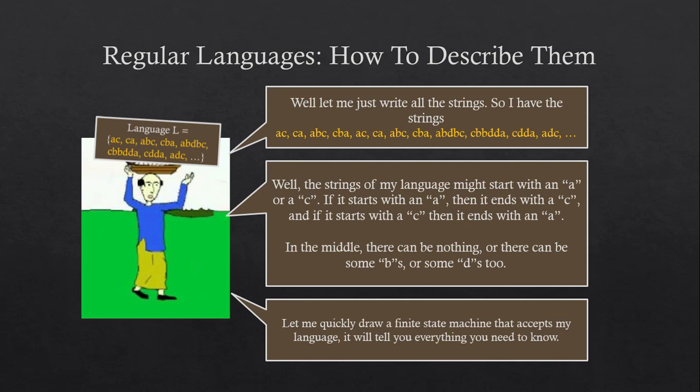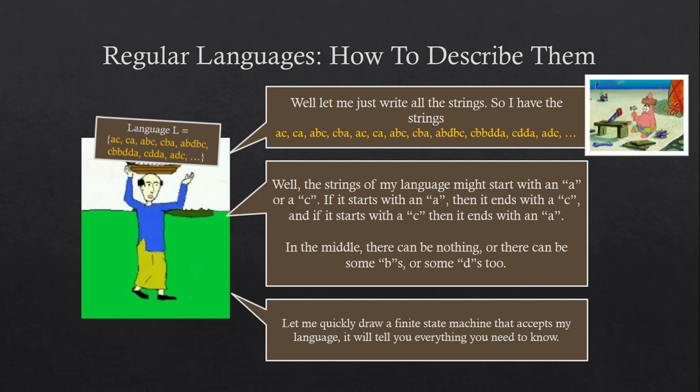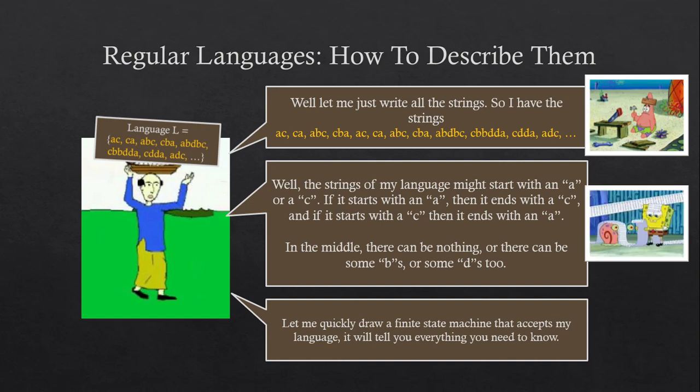Now obviously, the first approach is the dumbest way you can go about it. Most languages are not even finite, so if you start writing the strings, you will be writing till the end of time. The second one is not bad. For some simple languages, this might actually work, but often the strings in a language will have a lot of variety. And the more complex the language becomes, the longer will be the description. So this is not really convenient.